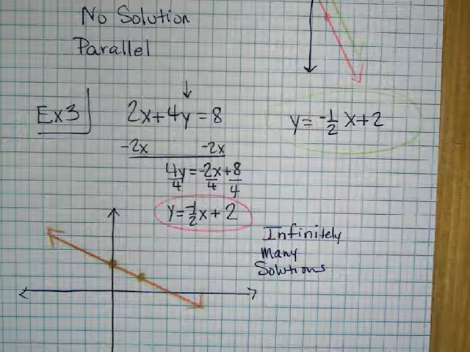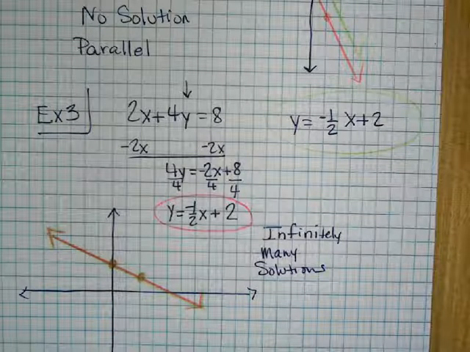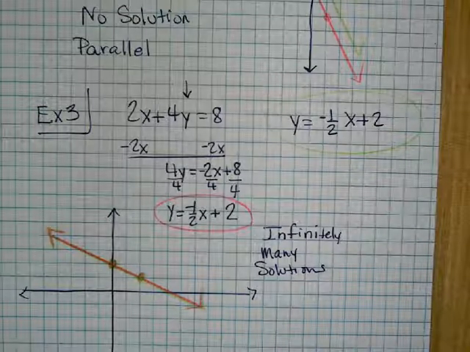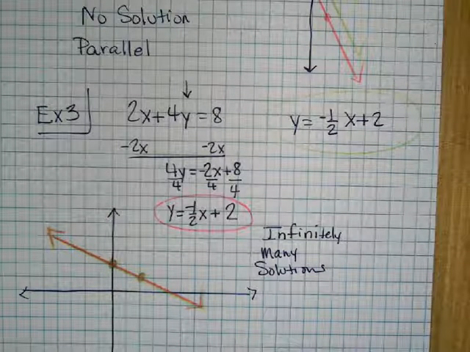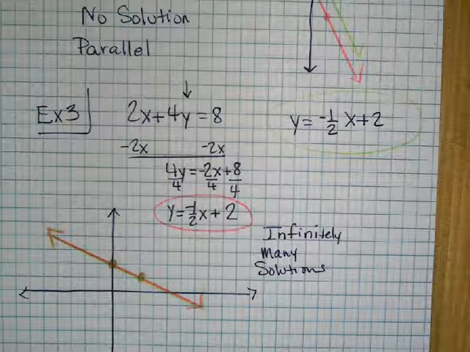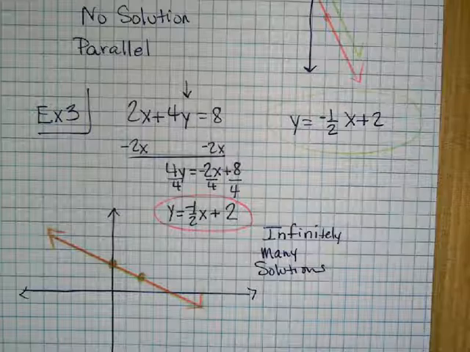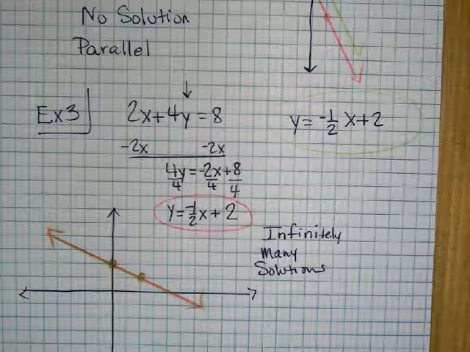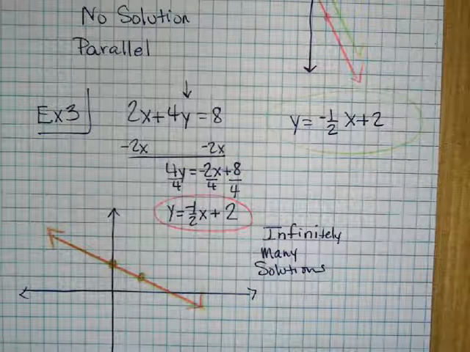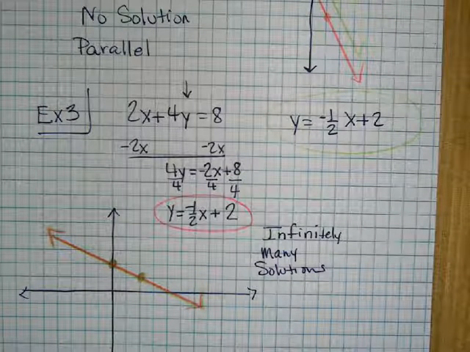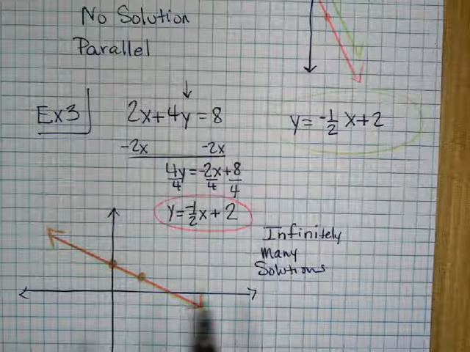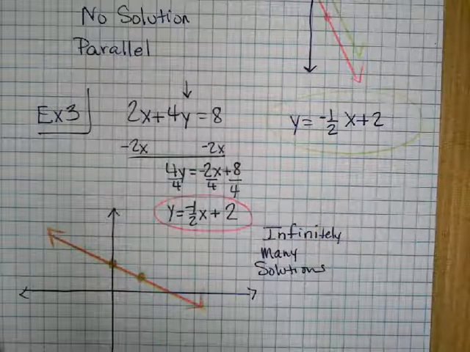Okay? Infinitely many solutions. So there's three things that can happen. I can graph these lines and they can cross, and then I'm supposed to say they cross at such and such. Or I can graph these lines and they're parallel and they never touch and I have no solution. Or I can graph these lines and they are the same line and they have infinitely many solutions. Those are the three things that can happen. There's not going to be any other situation. They're going to be infinitely many, no solution, or you're going to get an answer.